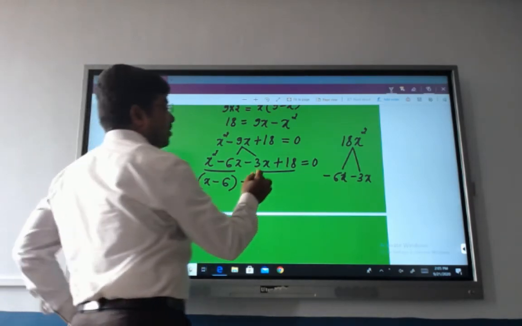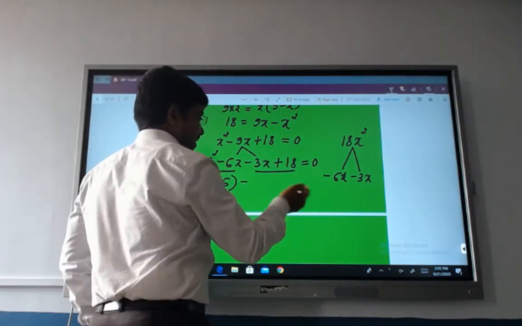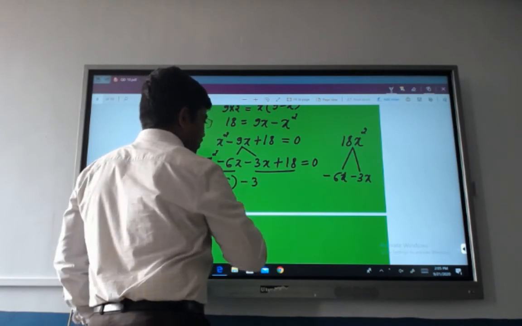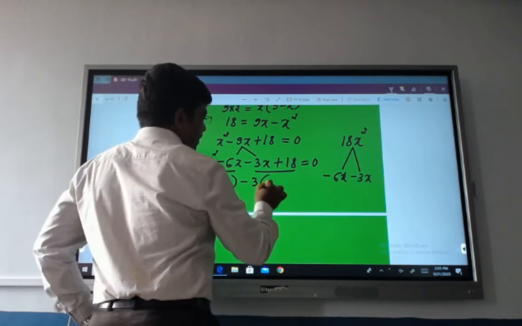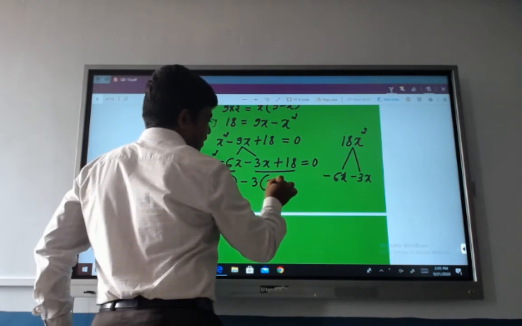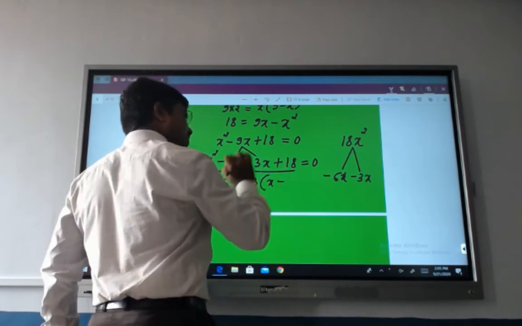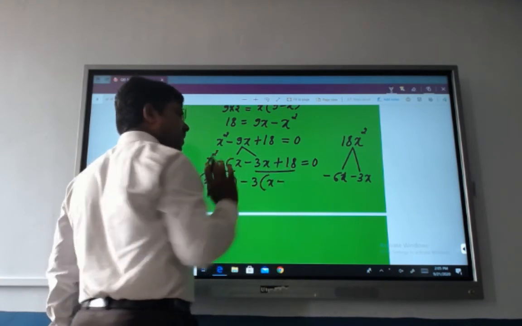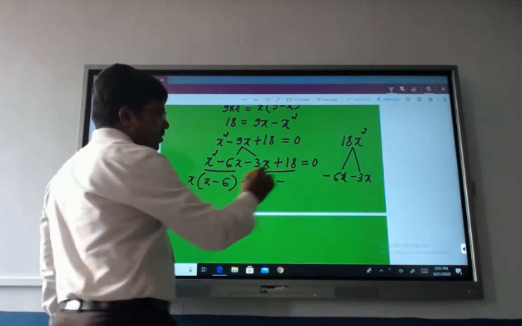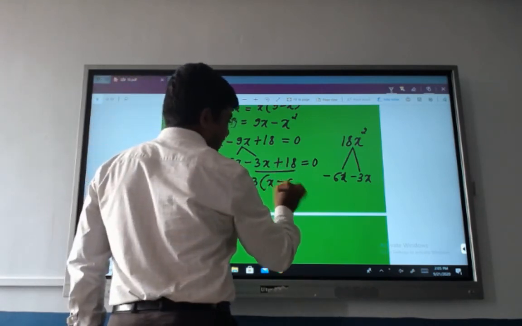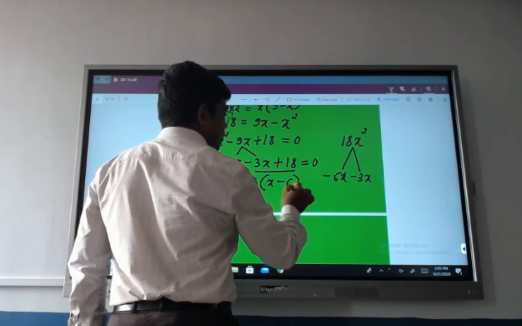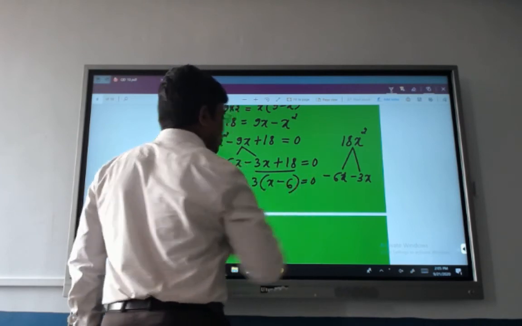What should we take common here? 3 sixes are 18, so we take 3 outside. After taking 3, what is left here? x is there. So here we need plus. Minus into minus gives plus. So that's why we write x minus 6. Close the bracket, is equal to 0.